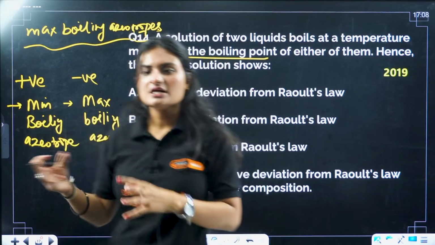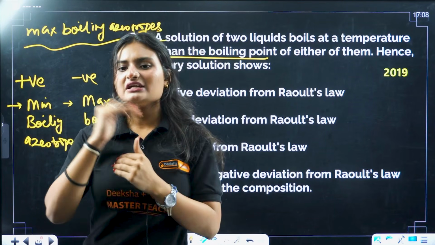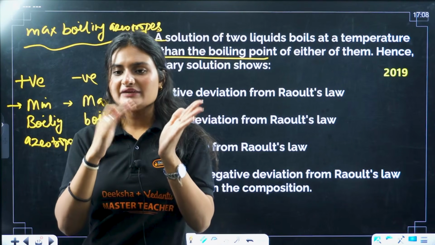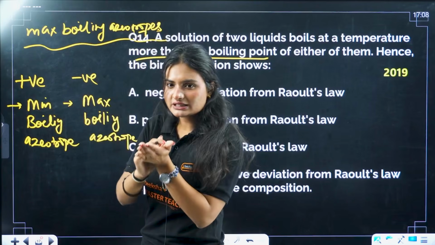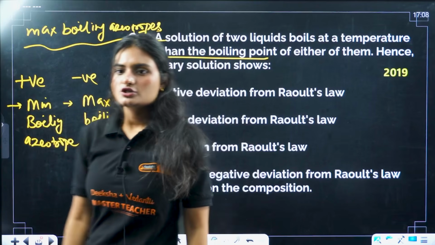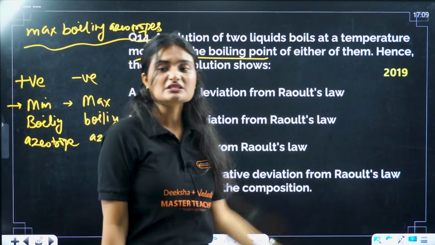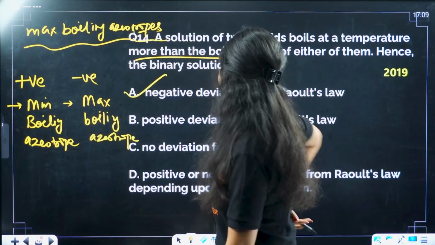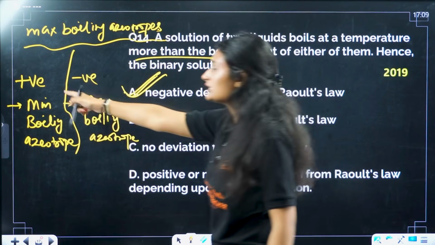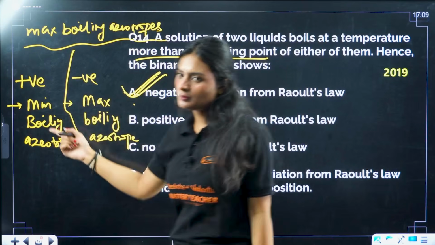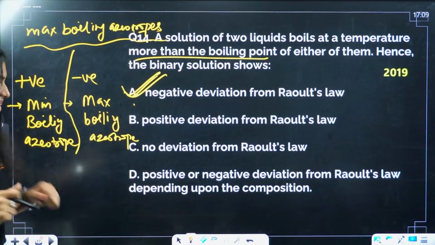Similarly, if positive deviation is there, that means the vapor pressure is already high, so you need to heat it only to a lower temperature, and at that temperature the liquid will boil. So lesser temperature means a minimum boiling azeotrope. So if you are mixing and you are getting more than the boiling point of either of them, it is showing negative deviation from Raoult's law. Just write it down somewhere. It's a trick. If you have positive deviation from Raoult's law, minimum boiling azeotropes are formed. If you have negative deviation from Raoult's law, maximum boiling azeotropes are formed.